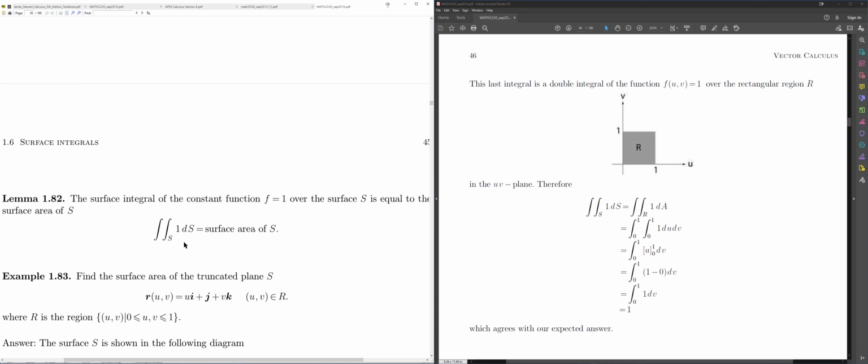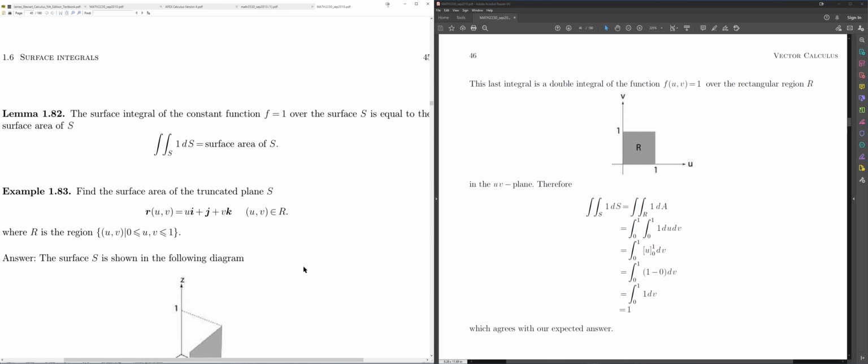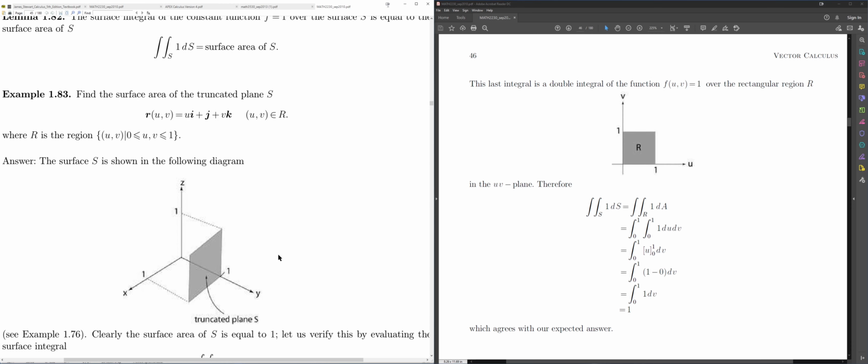Remember I said that the surface integral of 1 is the surface area of S. So the surface integral of 1 over the surface S is the surface area of this truncated plane, and it turned out to be equal to 1, which is what we expect because this is just a square located in three-dimensional space, a square of side length 1. So the area of the square is 1, and that agrees with our answer over here.